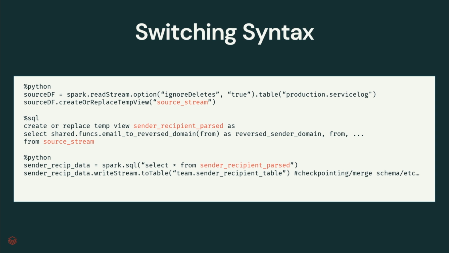So we're going to start by creating a streaming data frame from our table source. We register it as a temporary view and then switch over to SQL to do all of the ETL. Then we can register the result of that as a temporary view and jump back into PySpark to do the final writing of the data frame. So this flow works well for me.